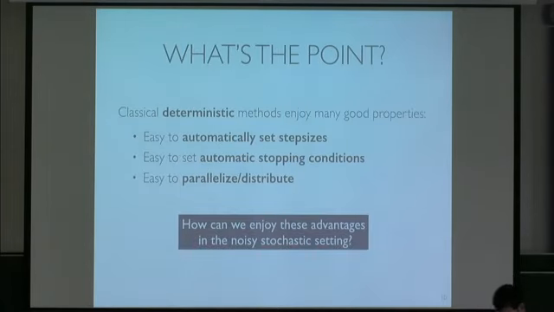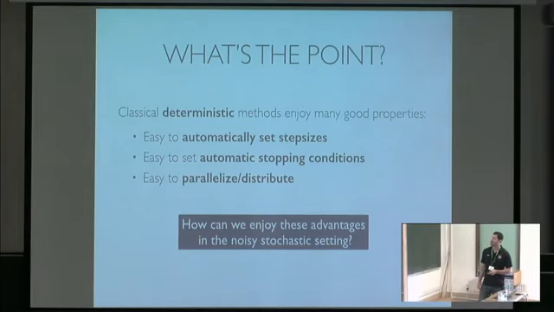Okay, so classical deterministic gradient methods enjoy a lot of advantages that you lose once you start using these vanishing step sizes that you need to do stochastic methods. In particular, for classical deterministic gradient methods, it's easy to automatically set step sizes. So we have things like Barzilai-Borwein methods or spectral methods for doing step size selection. We have things like backtracking line search methods that we can use to guarantee stability. Automated stopping conditions are easy. You can just stop when the gradient of a loss function gets small.